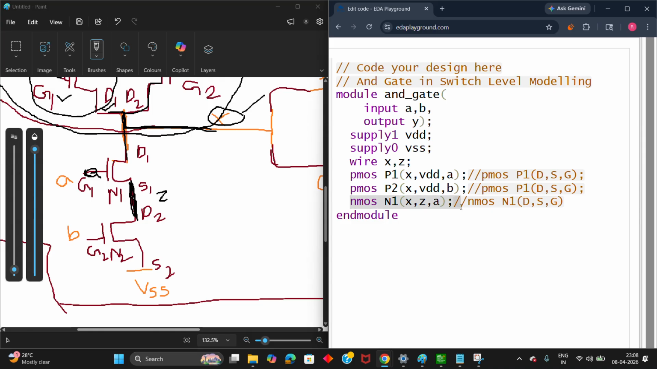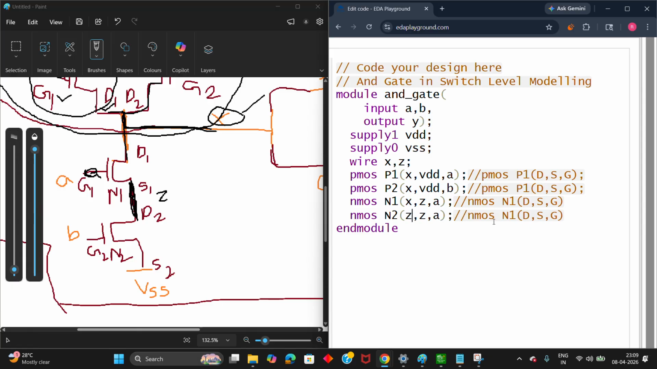Just copy it, take a few seconds, pause the video and write the values of N2. Okay, so first, for the drain terminal, what have we connected? Drain terminal of N2, what is it connected with? It is connected with the Z, right? So replace X with Z.